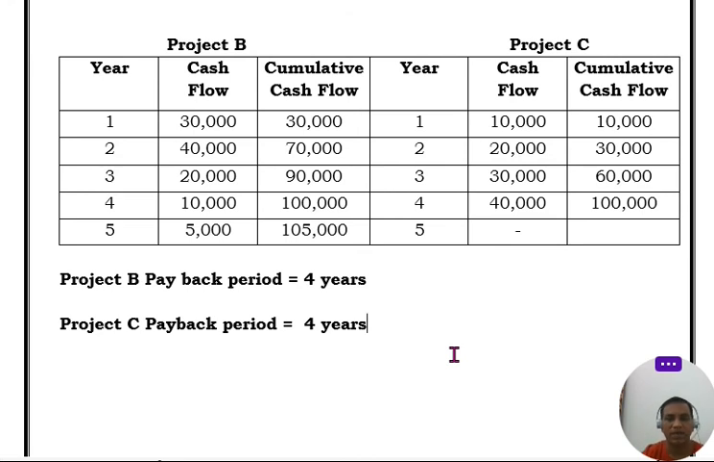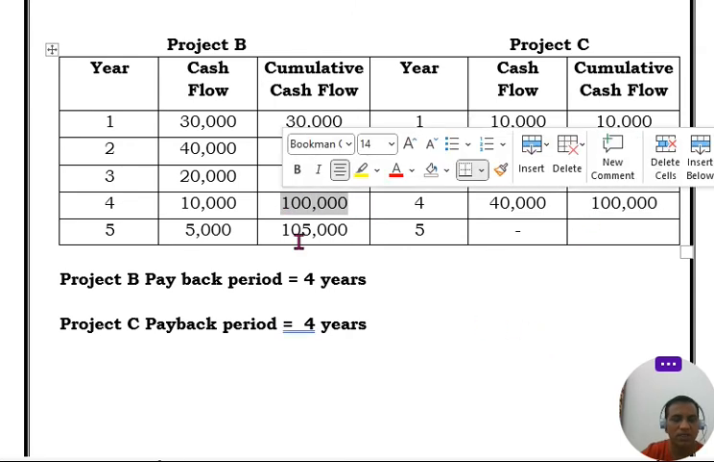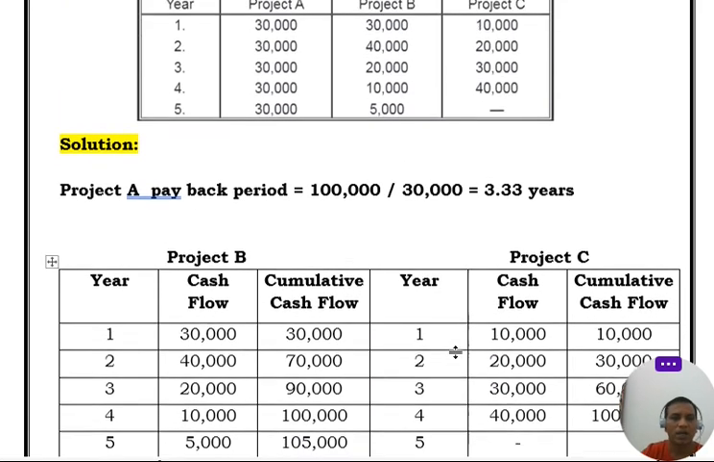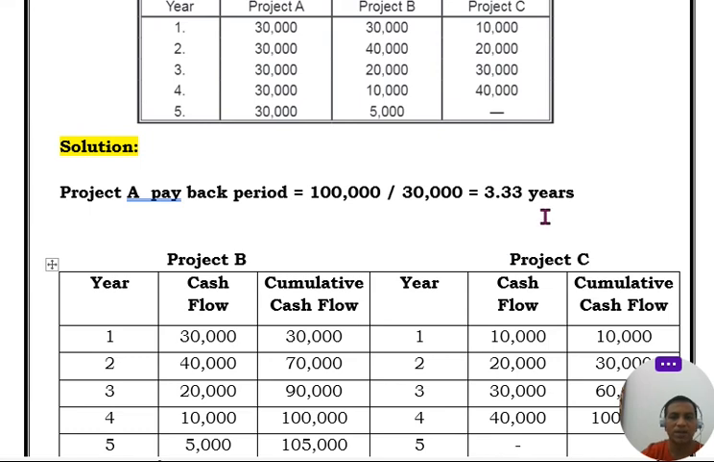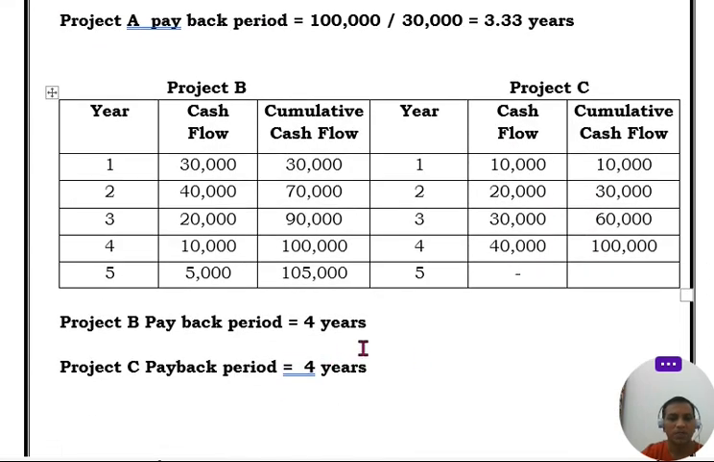So directly by seeing this table, you identified without using any formula. In which year is your cost of the investment recovered? Here, fourth year ending. Here also, fourth year. That's why, now project A payback period is 3.33 years, Project B is 4 years, Project C is 4 years.